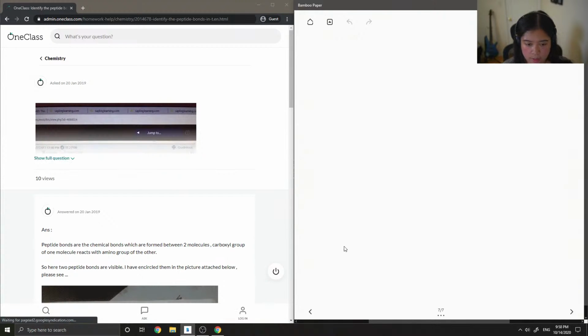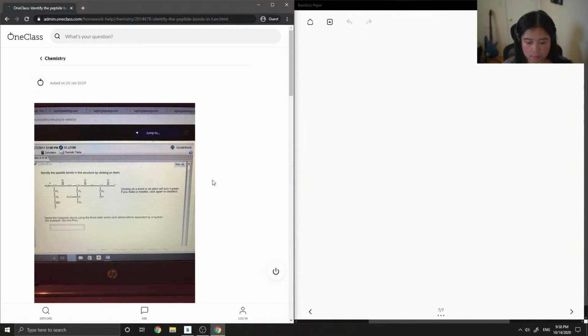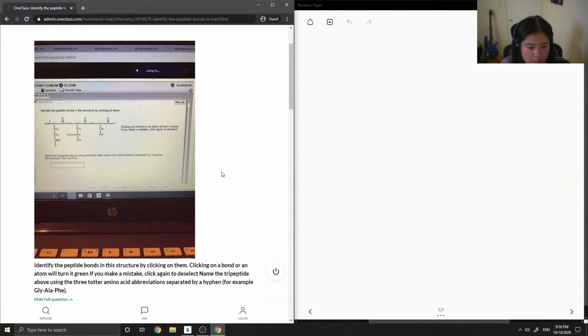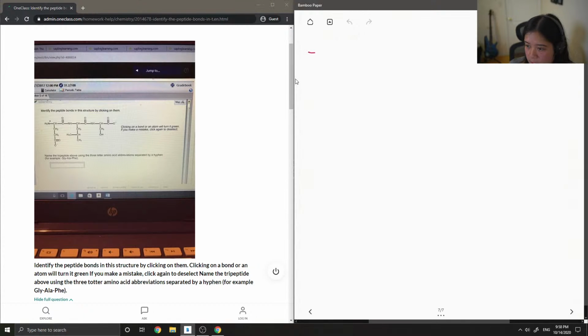Now we're on to question number 7. Identify the peptide bonds in this structure by clicking on them. So I can't click on them, but I'm just going to identify the peptide bonds in the structure. So let me just write this whole thing down. This is question number 7. This is like a biochemistry question, with all the different kinds of amino acids.